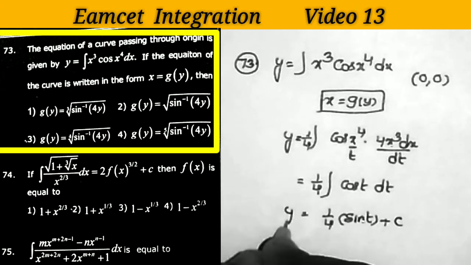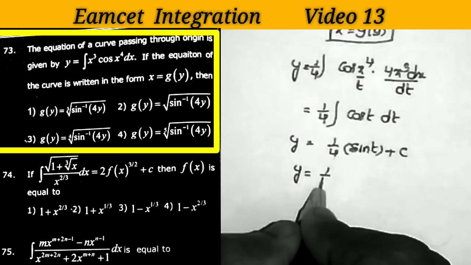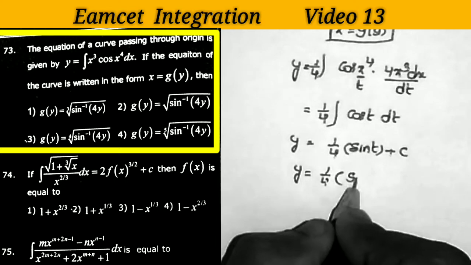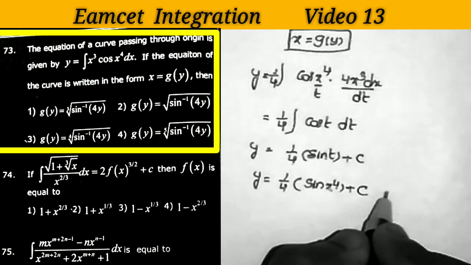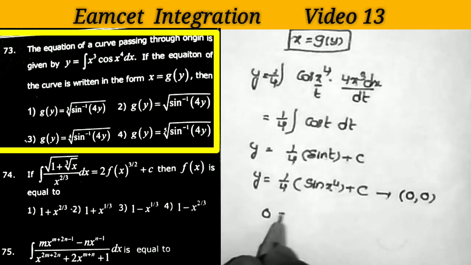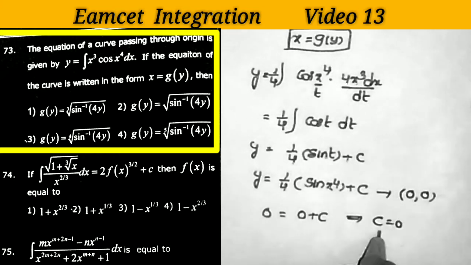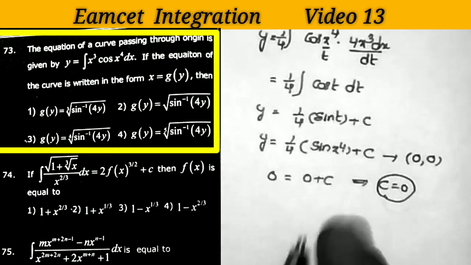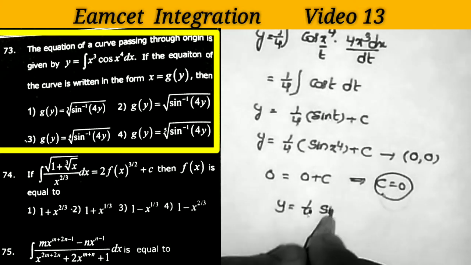So this is the y value. Now what is the t value? t is equal to x power 4. That is 1 by 4 into sin of x power 4 plus c. But given that the curve passes through the point (0, 0), replacing the value here, then we get c is equal to 0. Therefore, the answer is y is equal to 1 by 4 into sin of x power 4.